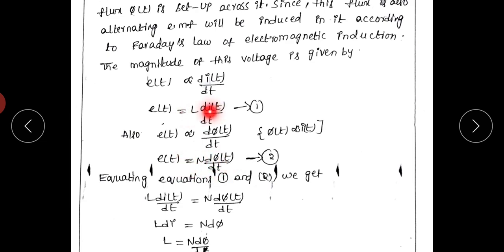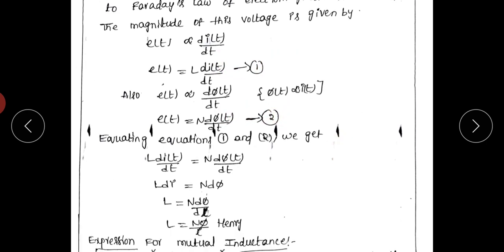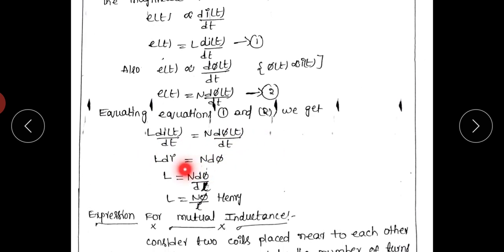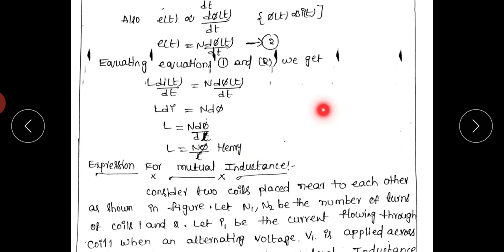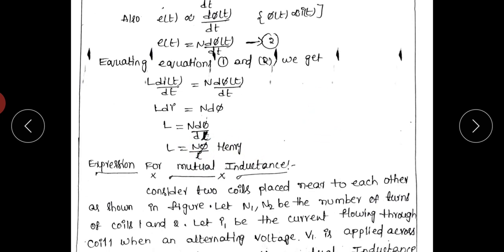Here L is the self-inductance. Now by equating equations 1 and 2, L into di by dt equals N into d phi by dt, or L into di equals N into d phi, so L equals N into d phi by di, or L equals N into phi by I, henries. So d phi by di we can write as phi by I. So finally the self-inductance L equals N phi by I. Here N is the number of turns, phi is the magnetic flux, and I is the current flowing through the coil.